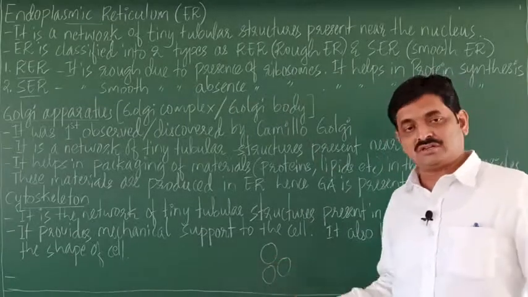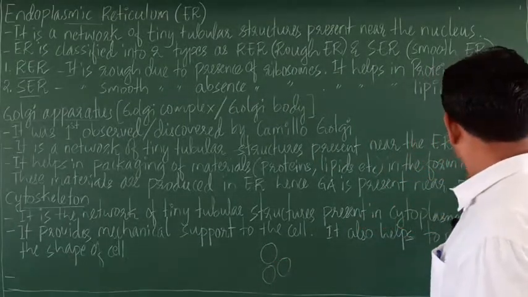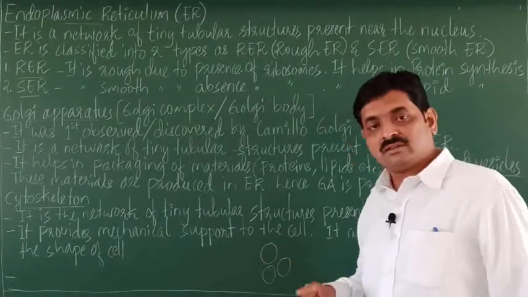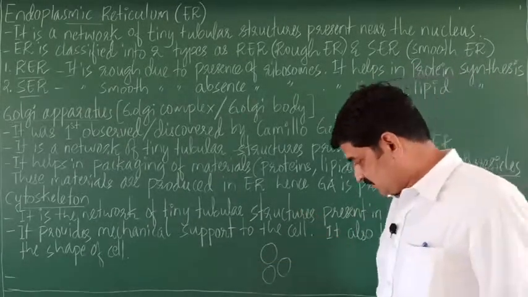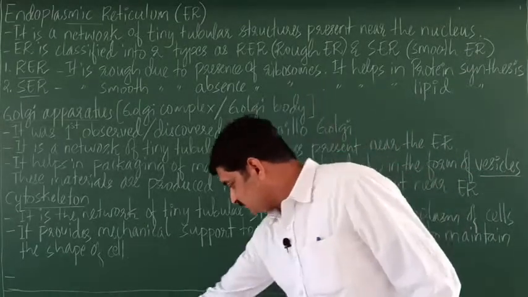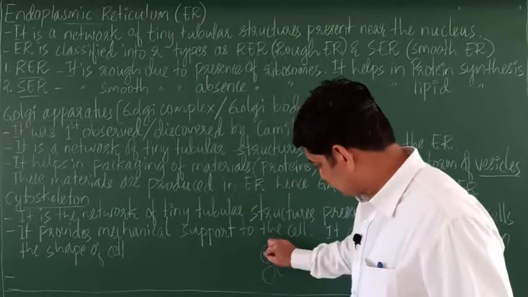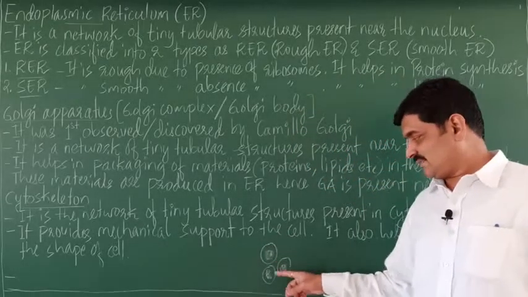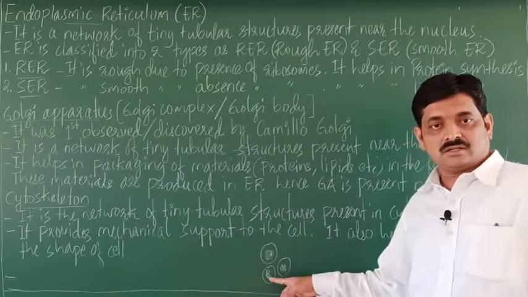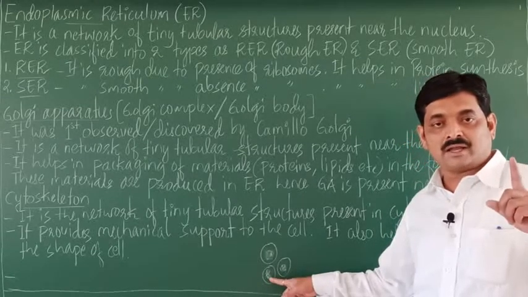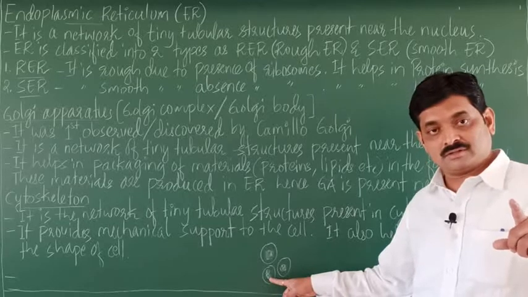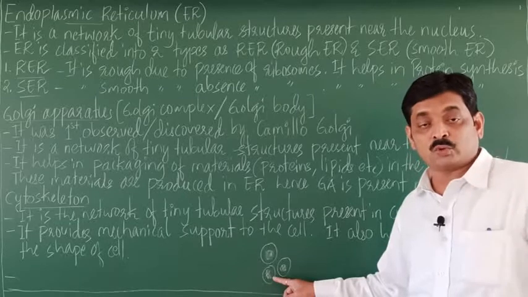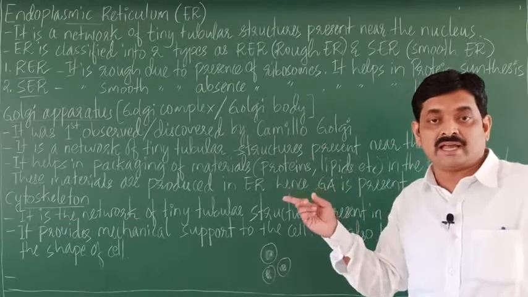These spherical structures are called vesicles, right? So protein and lipids are packed inside, like this. So these are the vesicles produced by the Golgi apparatus. And what do these vesicles contain? They contain the materials like protein and lipid produced by the ER.